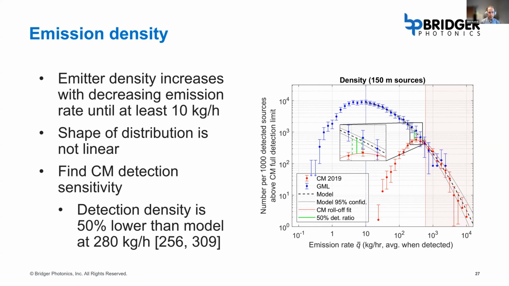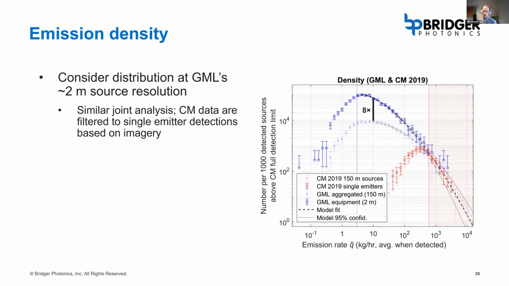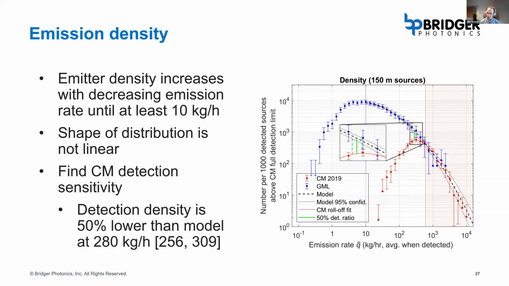Next, we can find the carbon mapper detection sensitivity to give an idea of whether we chose the right full detection limit and threshold below which we can expect that emissions are underrepresented. We do that by comparing the model to the measured distribution from carbon mapper, and doing that, as shown in the inset, shows that the 50% probability threshold is at 280 kilograms per hour. Right, so this result was for 150 meter sources.